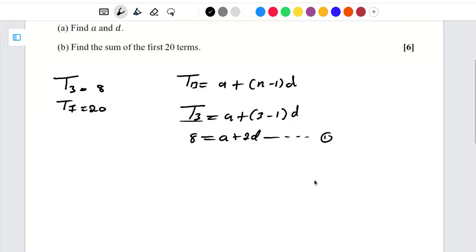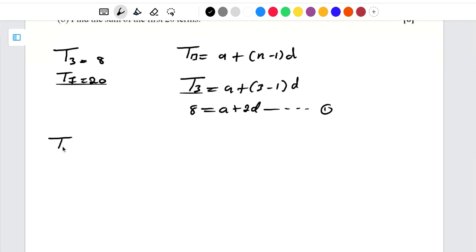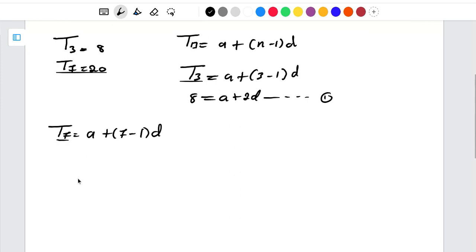For the second equation, we are going to use the second part. We know that term number 7 is equal to the value of A, which we don't know, plus (7 minus 1) multiplied by D. Term number 7 is 20, so I can put 20 here. The value of A we don't know. Then 7 minus 1, that is 6, 6 multiplied by D, that is 6D. And this is going to be our second equation.